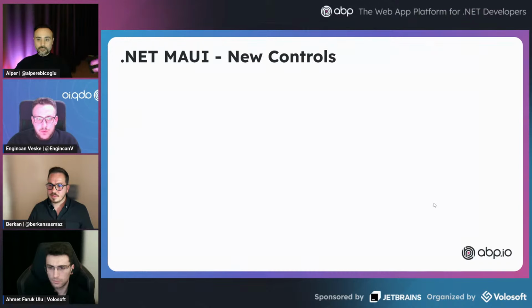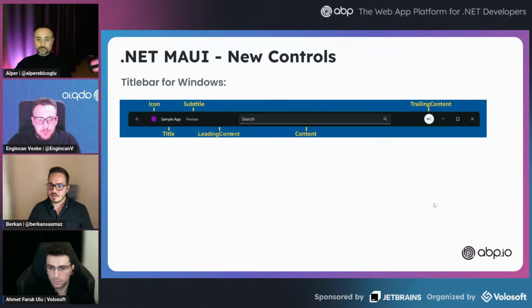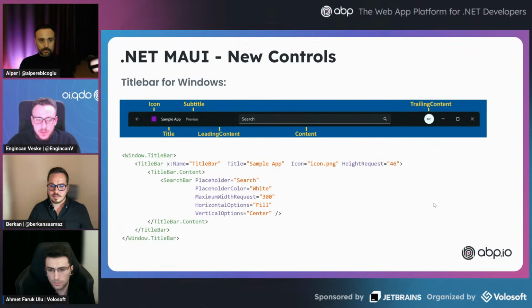When we look at the new controls, we will see the title bar for Windows. And you can see an example of a Windows title bar here. As you can see, it consists of parts, which you can see: icon, subtitle, content, and trailing content. To customize this title bar, you need to use the Windows title bar property, and then you can use the title bar control to design your title bar. For example, you can define an icon, use it, or you can add a search bar. It can be seen in this example.